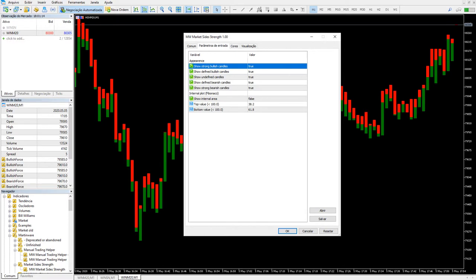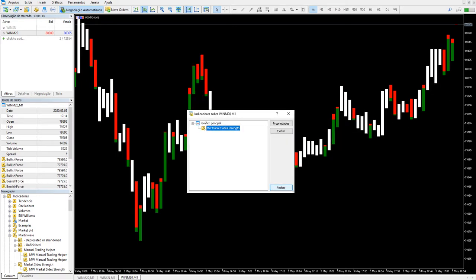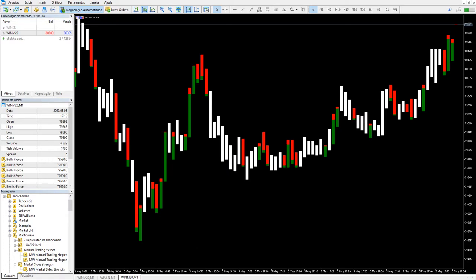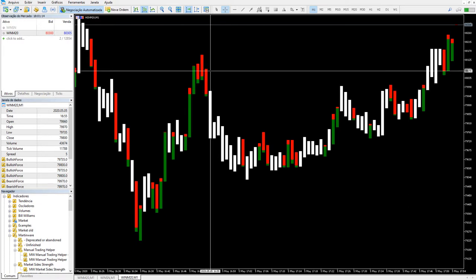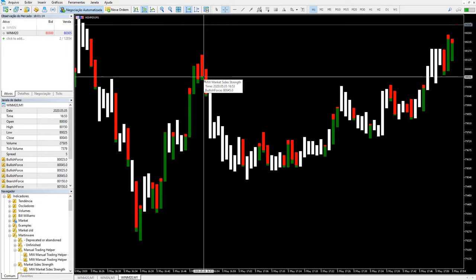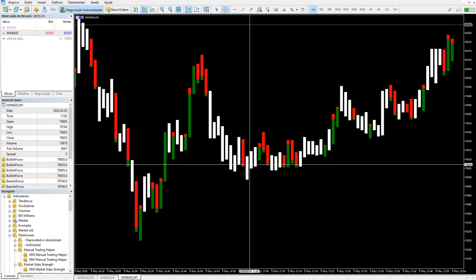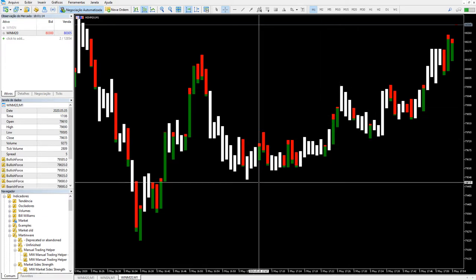So for example, let's suppose that you have a strategy where the only kind of candles that you are concerned with are the actually strong ones. So you will put all this here false, putting the strong ones only to true, and here we have it. Now only those candles which show a strong bull force or a strong sell force, bear force, are shown. All others are put to the third color, in this case, white.